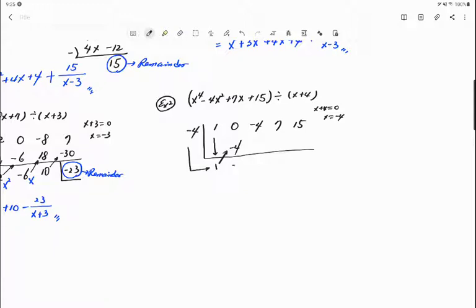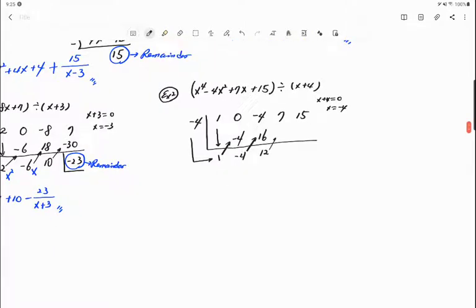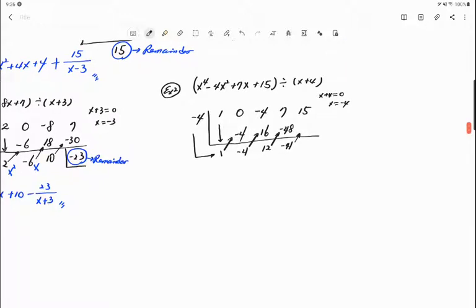Then the sum is negative 4. Multiply, so that's 16. Then the sum is 12. Right? And then multiply, that goes over here. So negative 48. And the sum is negative 41. The number is getting large, right? So 41 times 4 is positive 164. Then add it, then 169. So this is the remainder. Bingo. This is the remainder.